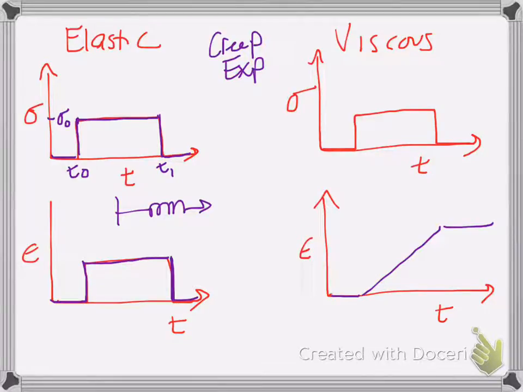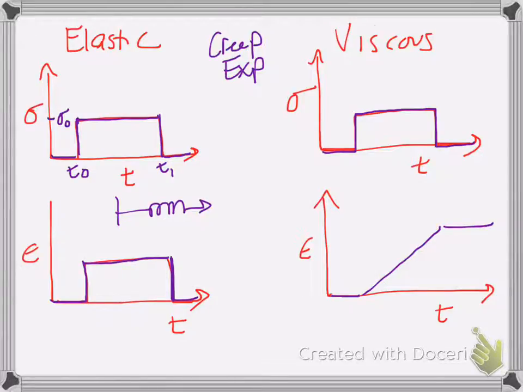As I was just writing that, I realized that my graph on the right side was slightly wrong, so I just erased it and drew it correctly. So for the viscous, the same idea, we start out with 0 stress, we apply a constant stress, and then we turn it back off.